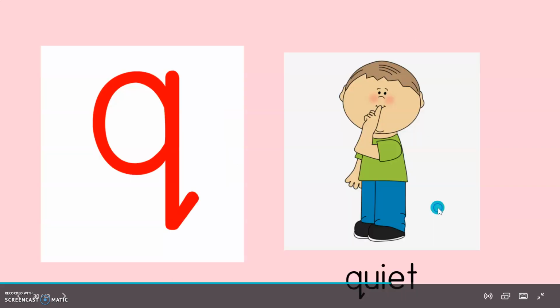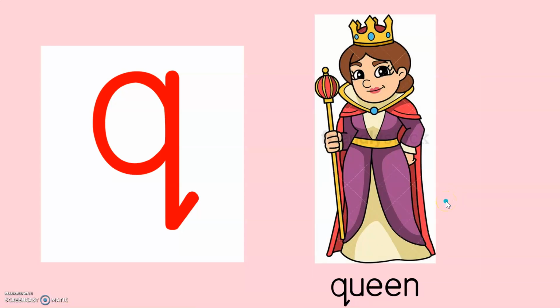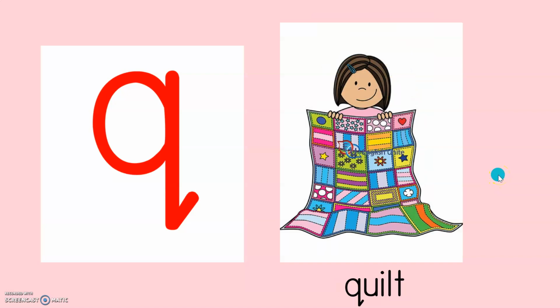Okay, Q for quiet. Very good. Q for quiet. What else? Q for queen. Okay, next, Q for quilt. Okay, do you know how to write it? Okay, let's do it together. Okay, this is the way to write it.